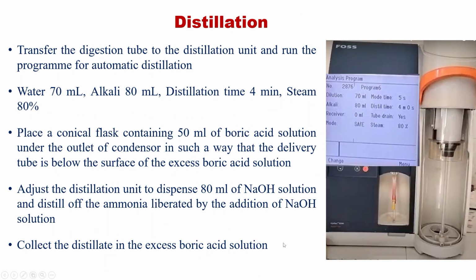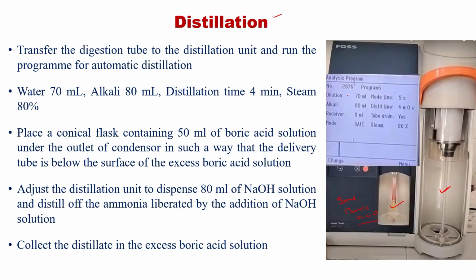Then comes the distillation. This is again the distillation machine. Here we can set the program, and the digested sample in the tube is placed here. This is the position, and here we will keep the conical flask containing 50 ml of boric acid with the indicator, which will trap the ammonia coming after the distillation. This is the program we have set.